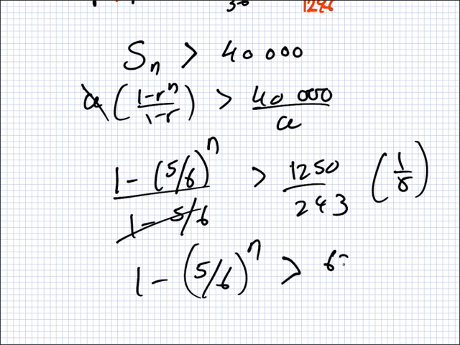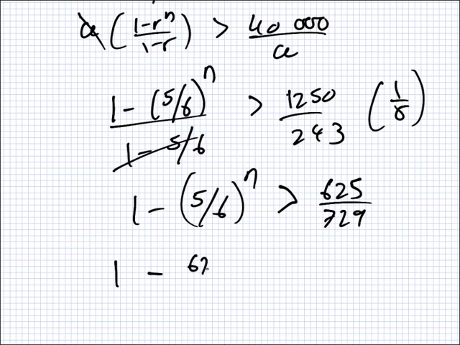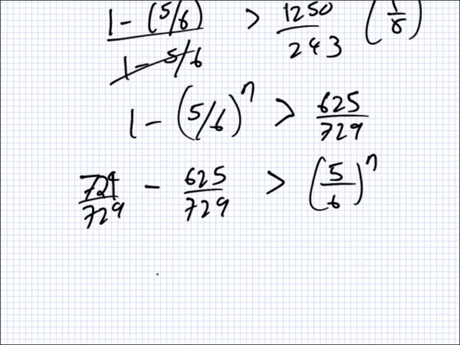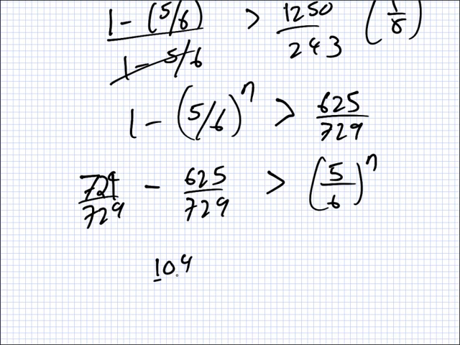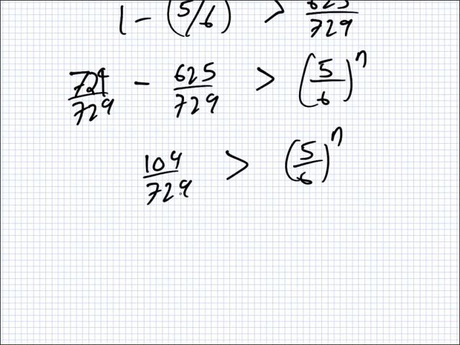6 times 243, or 1458... Okay. 1 minus 625 over 729 more than 5 over 6 to the power n. So what's this on the left? 729 over 729, 104 over 729, more than 5 over 6 to the power n.